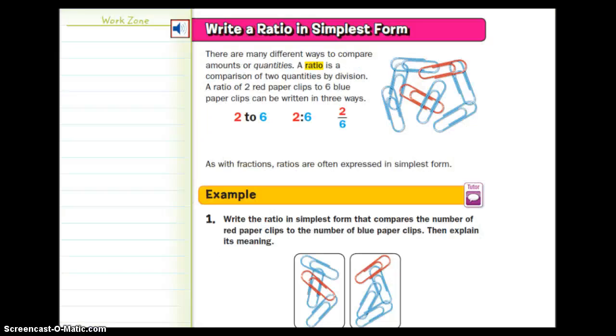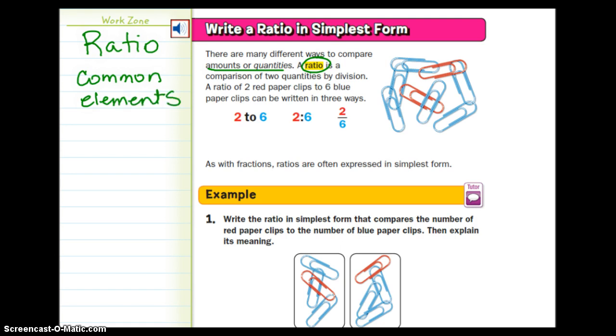All right, so we're talking about ratios. Ratios are a comparison of amounts or quantities. The key to a ratio is that they have something in common, so they're common elements. This will be important because the next lesson is on rates. So in ratios, they're common elements.